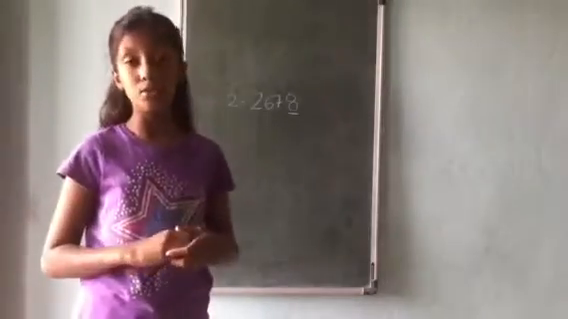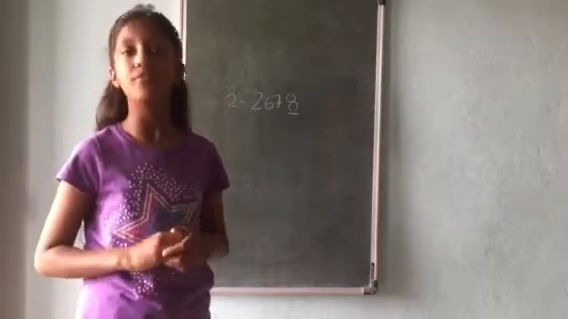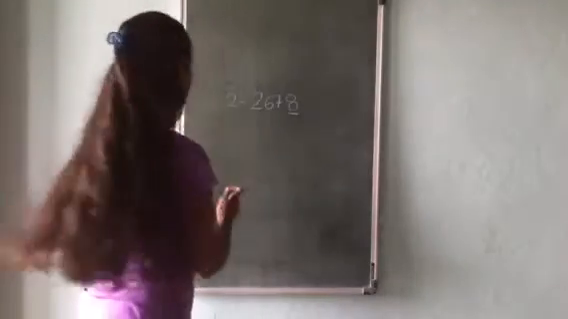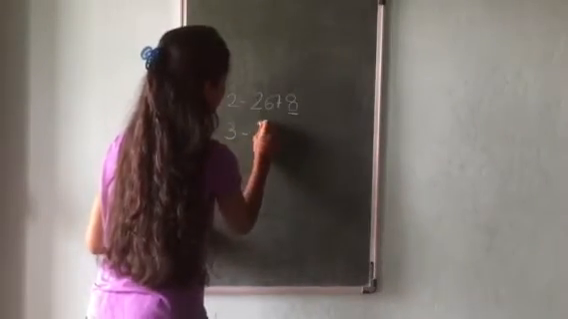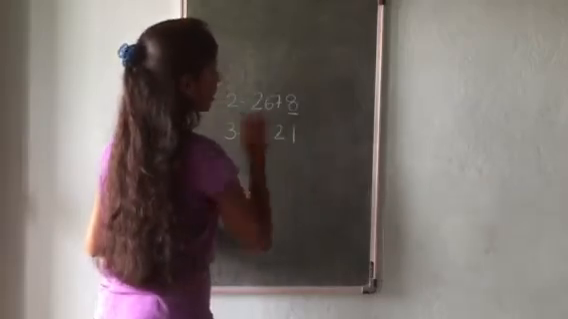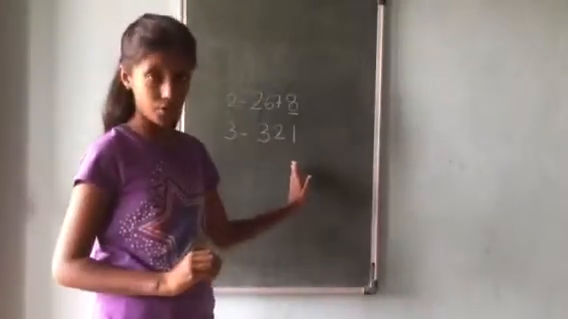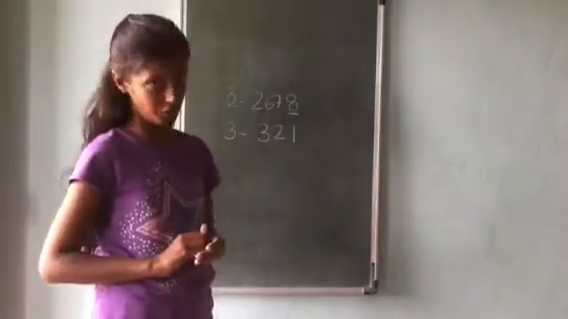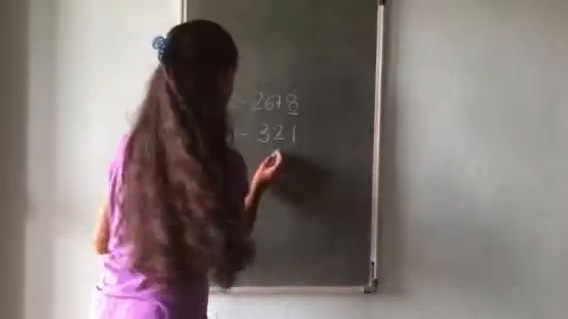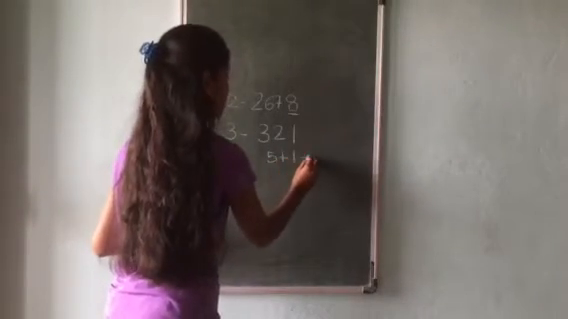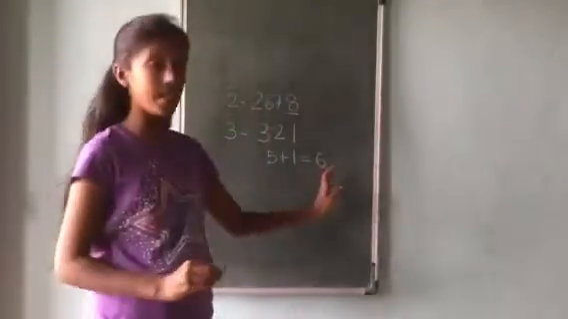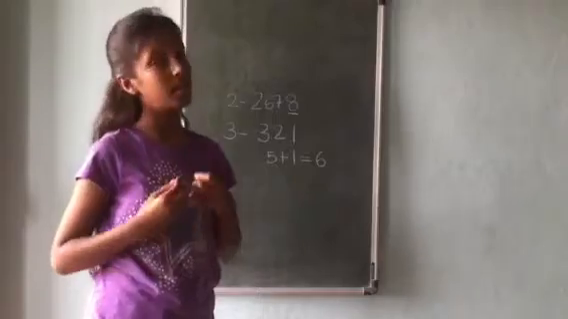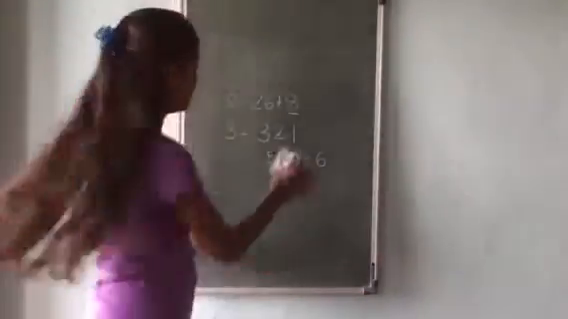Now 3's rule says that if the sum of digits is divisible by 3, then the whole number is divisible by 3. For example, 321. Now if I have to check whether this number is divisible by 3, I have to add the digits. So 3 plus 2 is 5 and 5 plus 1 is equal to 6. Now 6 is divisible by 3, so the whole number is divisible by 3. Okay, now we'll talk about 4.